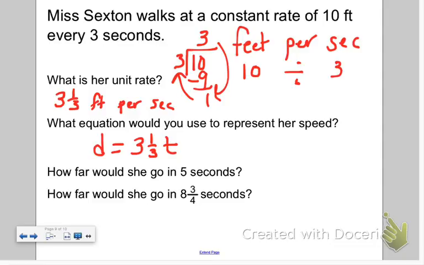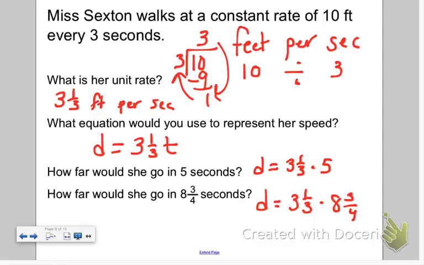And I can use my equation to figure out how far I would go in 5 seconds, how far I would go in 8 3/4 seconds. For this one, I'd have to do distance is equal to 3 1/3 times 5, and that would give me my distance. Or if I'm going for 8 3/4 seconds, I'd have to do 3 1/3 times 8 3/4. So I can use my equation to figure out how far I would go in any number of seconds.